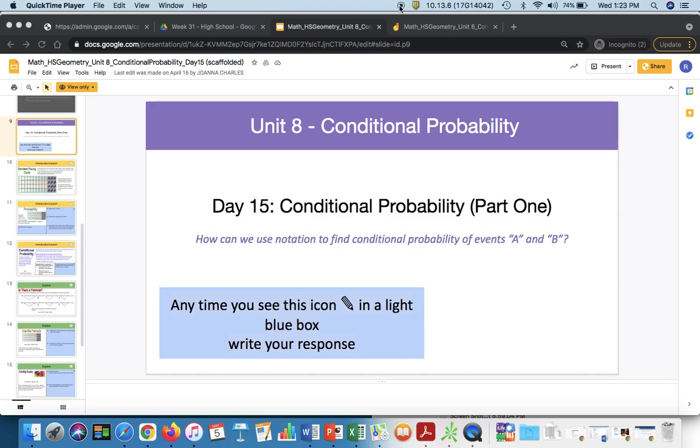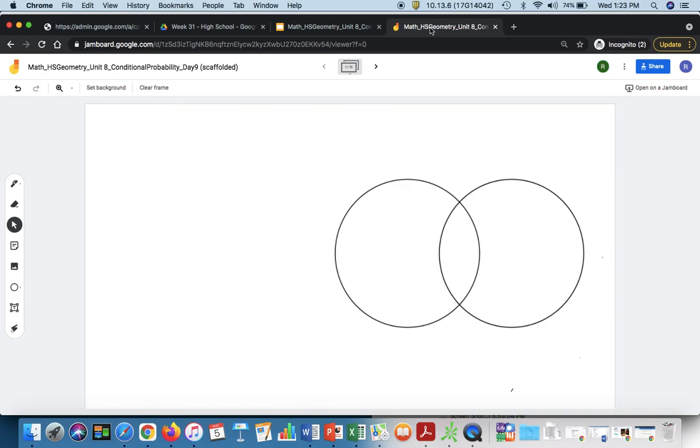Hi, this is Roman, and today we're going to be going over Unit 8 on conditional probability, Day 15, with the focus question of how can we use notation to find conditional probability of events A and B. So I'm just going to walk you through a few examples, just go over the premise of the idea here. So today we're going to be looking at the probability of A given B.